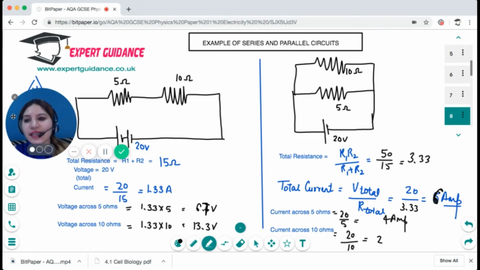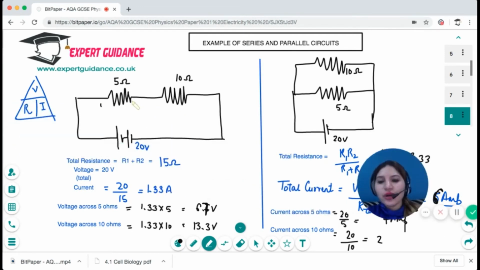Now, let's take an example. So these two resistances are given to you, 5 and 10 ohms with 20 volts. It's a series circuit in one case, and a parallel circuit in the other. So total resistance in case 1 will be 15 ohms, the sum of this. The voltage is 20 volts. So the current flowing across each component will be voltage over resistance. So 20 over 15 is 1.33. So we have 1.33 amps flowing across each resistor. Now we know potential difference is current times resistance.